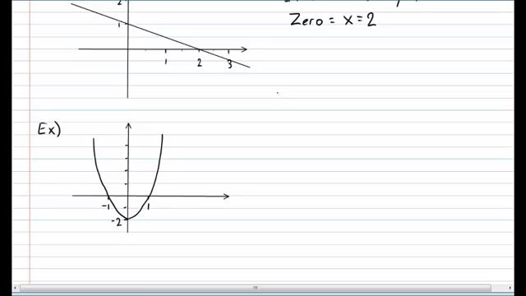Alright, so let's again visually identify the initial value and the 0 or zeros. So the initial value, where does it cut the y-axis? If you guessed y equals minus 2, then you're absolutely right. So let's put it down.